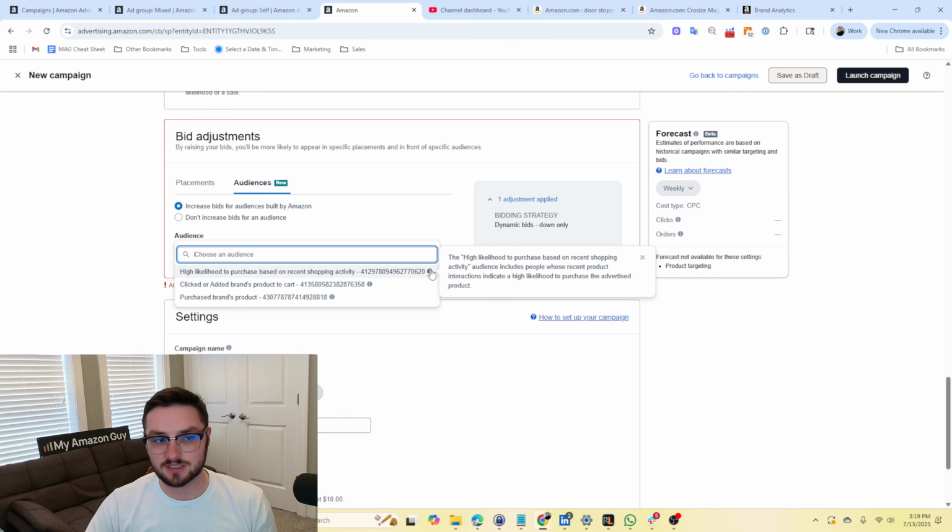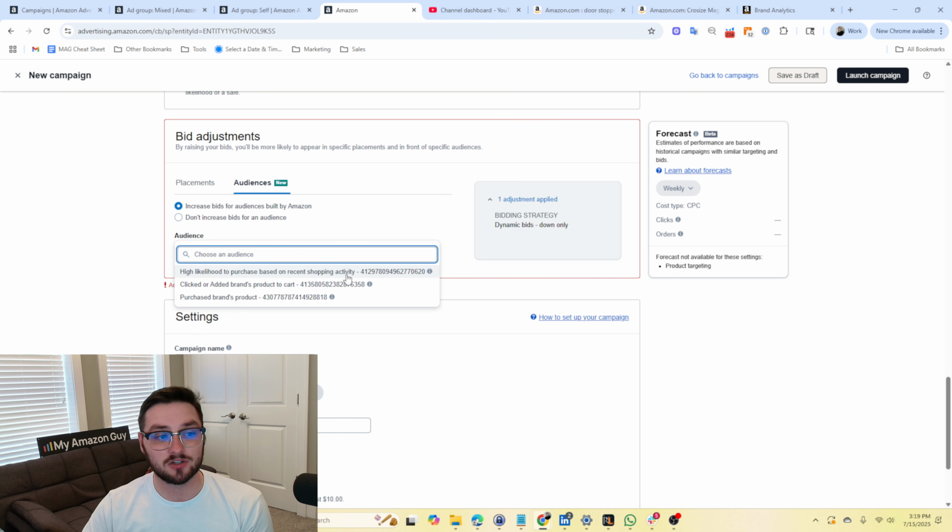So it's very self-explanatory. Essentially, if somebody has shopping activity that Amazon deems is a likelihood to also purchase your product alongside or a similar product to yours, this is a good audience group to go after. Secondarily, you should also have something along this where it's clicked or added brand's product to cart. So that would be your brand specifically if they have ever clicked on your brand or added it to their cart. So this is somewhat like a cart abandoner campaign.